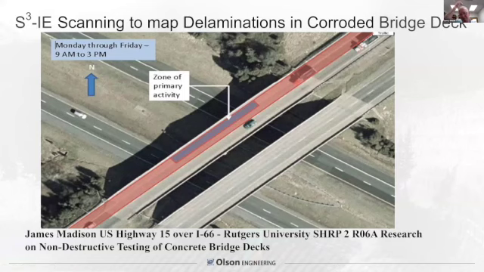This is a research study by Rutgers University that was done in SHRP 2, and they invited groups to demonstrate technology on it. SHRP 2 funding from the FHWA, and we were one of the groups that volunteered to demonstrate technology. And they had a small but very corroded deck area of this bridge over I-66 in Haymarket, Virginia.